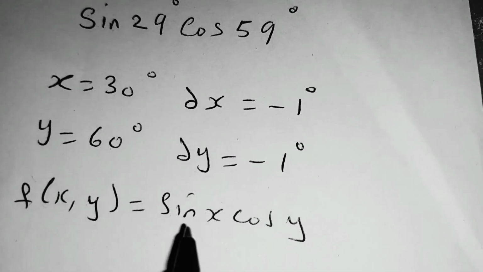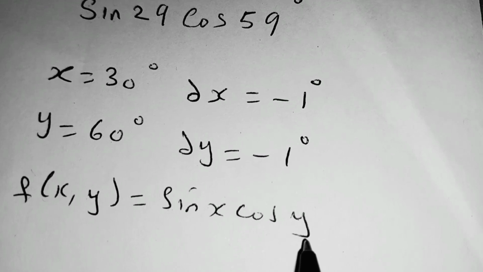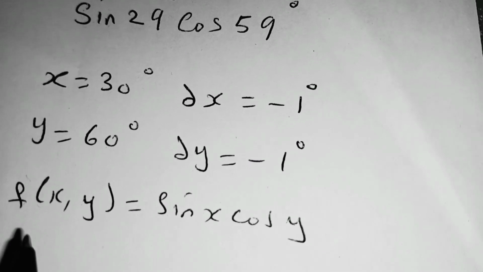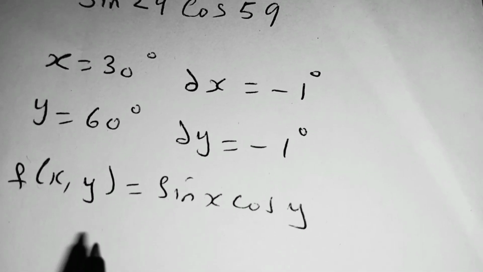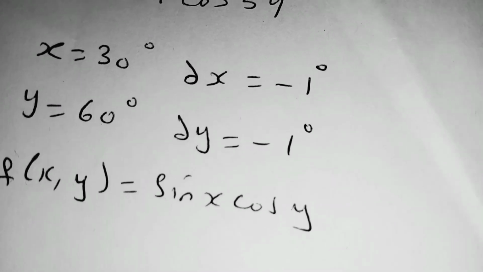Then we let our function, which is a function of x and y, be sine of x and the cos of y. Then from this function, we obtain the partial of f with respect to x and the partial of f with respect to y as follows.